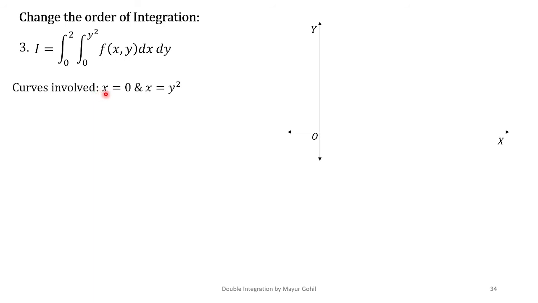The first curve I can see is x equals to 0, that is the y-axis, and the other curve is x equals to y square, so that's the parabola that we already drew. The outer limits are y equals to 0 and y equals to 2. So y equals to 0 is going to be the x-axis and y equals to 2 is the straight line.